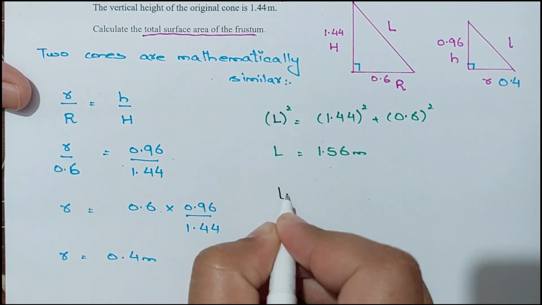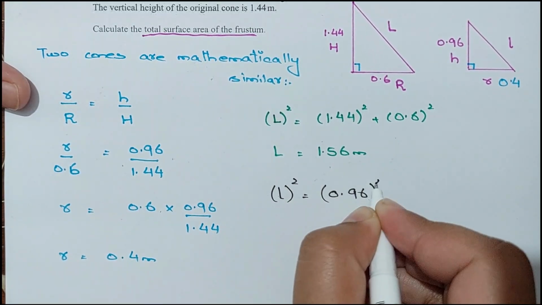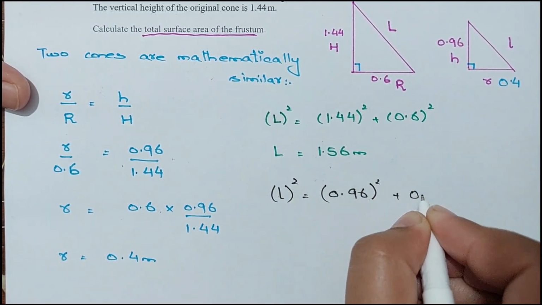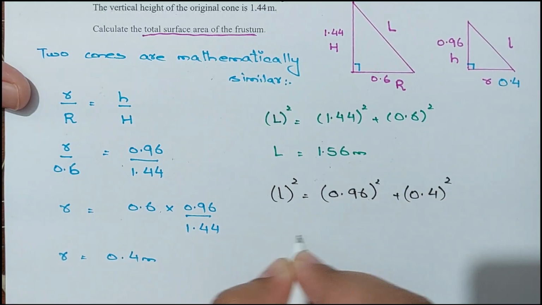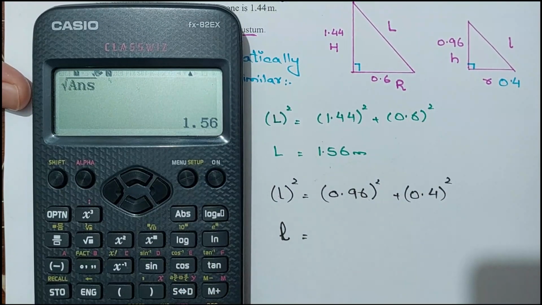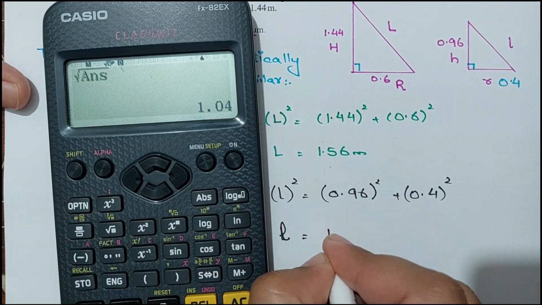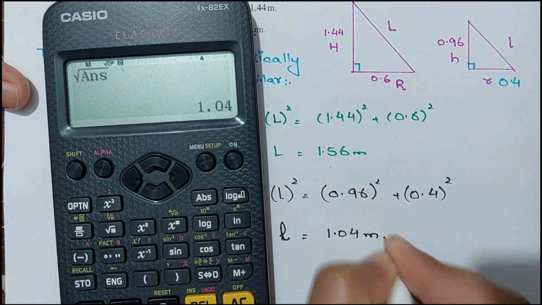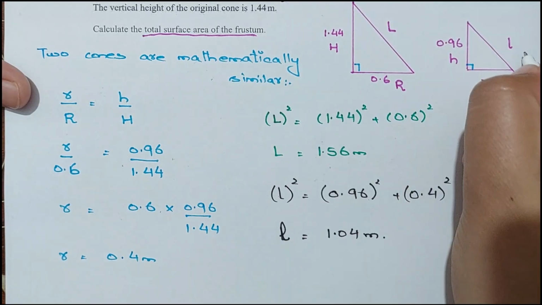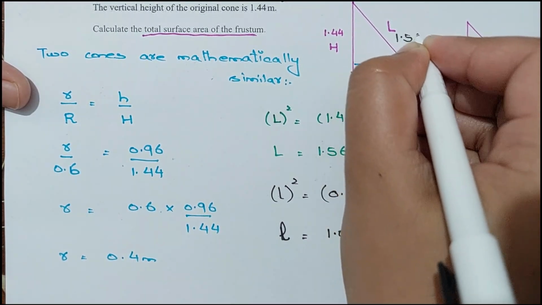Small l square would be equal to 0.96 square plus 0.4 square. So this small l would be the square root of 0.96 square plus 0.4 square. This is 1.04 meters. We have the slant heights now: 1.04 and 1.56.